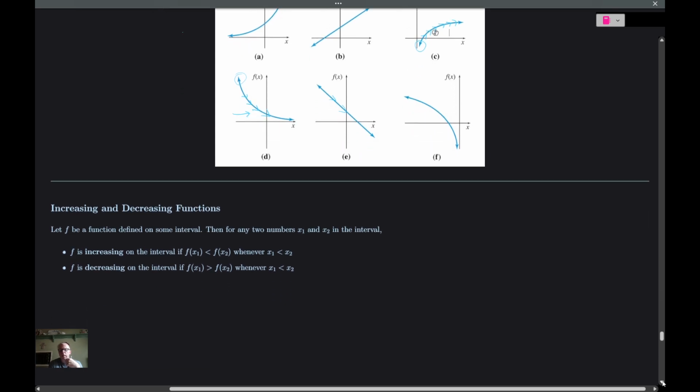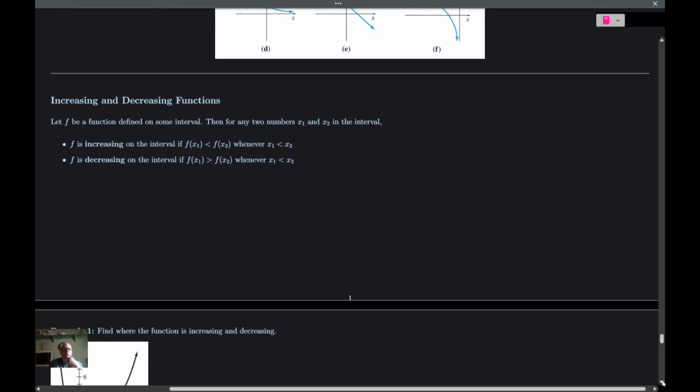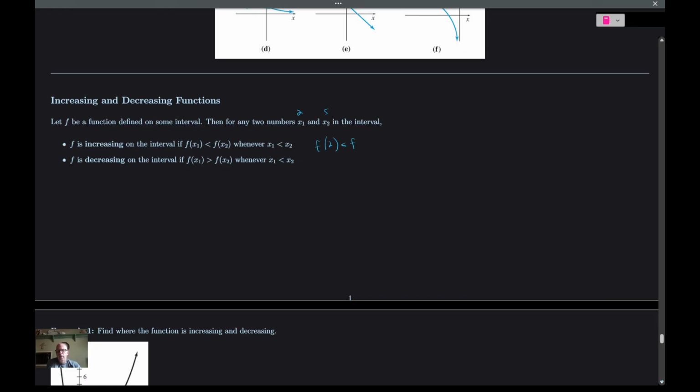So let's look at a more mathematical definition. If we have a function defined on some interval, then for any two numbers, and we'll just pick a couple of numbers, let's say x1 is 2 and x2 is 5, f is increasing on the interval if f of 2 is less than f of 5, and we can see what that means. So if we have a graph, there's 2, there's 5. So if f of 2 is less than f of 5, let's say f of 2 is there, and f of 5 would have to be up here.